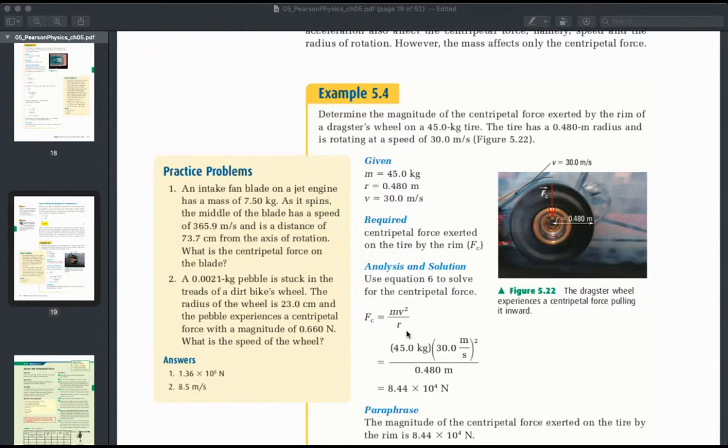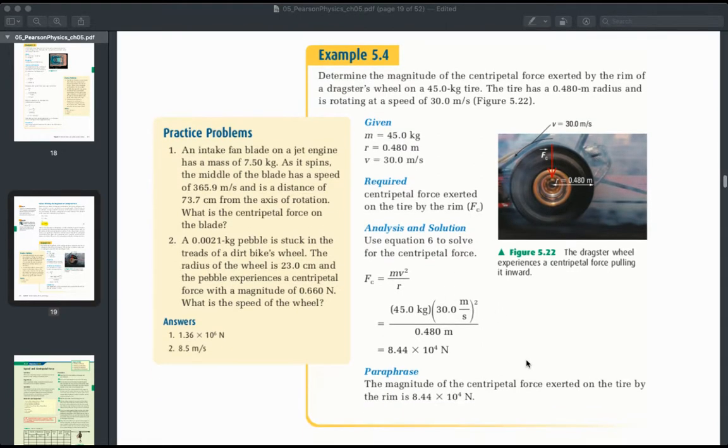So if we go through and figure out this calculation, 45 kilograms is the mass, the speed is 30 meters per second, and then you square it, divide by the radius, and you get a huge force. Okay, that's a huge force, 84,000 newtons. So that's the equivalent to an approximately 8,400 kilogram weight. So there's some huge forces involved in keeping these dragster wheels in circular motion, especially at 30 meters per second, which is fairly fast.